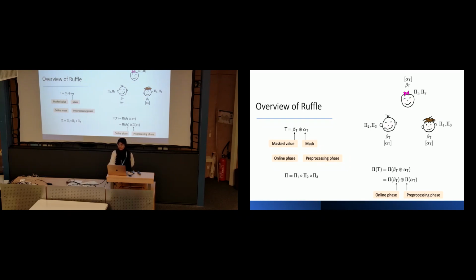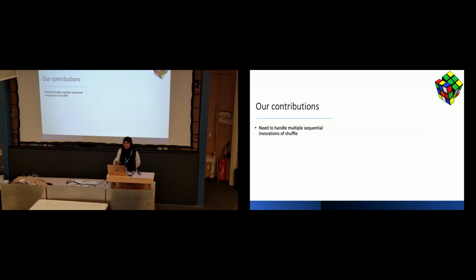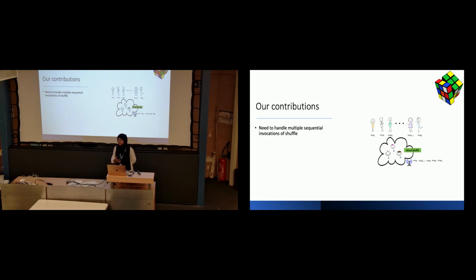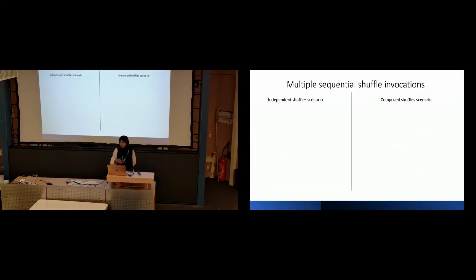Now, while Ruffle is designed to handle the case of a standalone shuffle instance, we also identify the need to handle scenarios where multiple shuffle invocations are required, and these shuffles are required to be performed in a sequential manner. What do I mean by this? If you recall the anonymous broadcast application, it is a perennially running system wherein you have to perform sequential shuffle operations. So let's say you have a set of n clients, you shuffle their messages, then there'll be another set of n clients, so you again shuffle their messages, and so on. So we identify scenarios where such repetitive sequential shuffle invocations are required and design protocols that are tailor-made to such scenarios. So specifically, we consider 2 scenarios that we term as independent shuffles and composed shuffles.